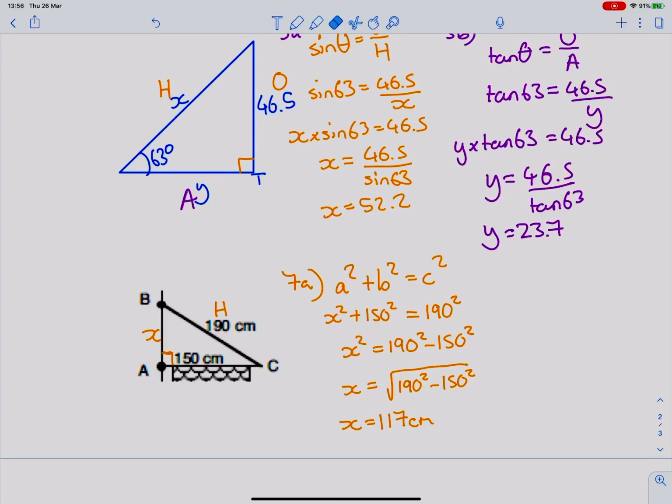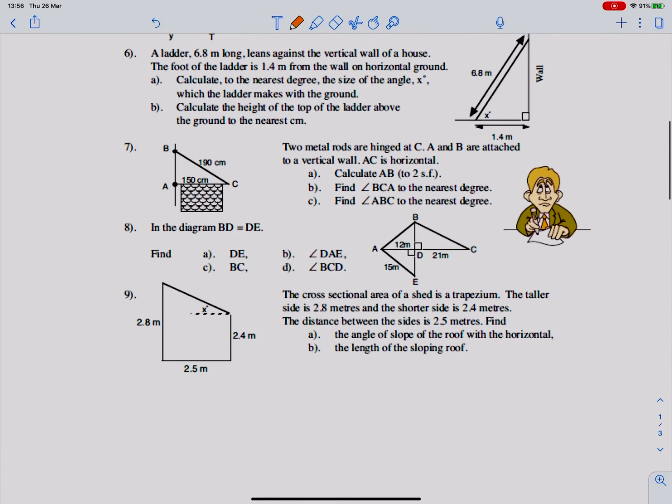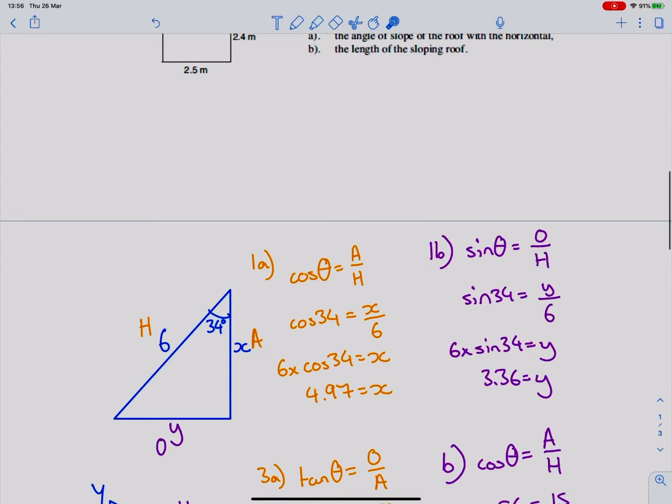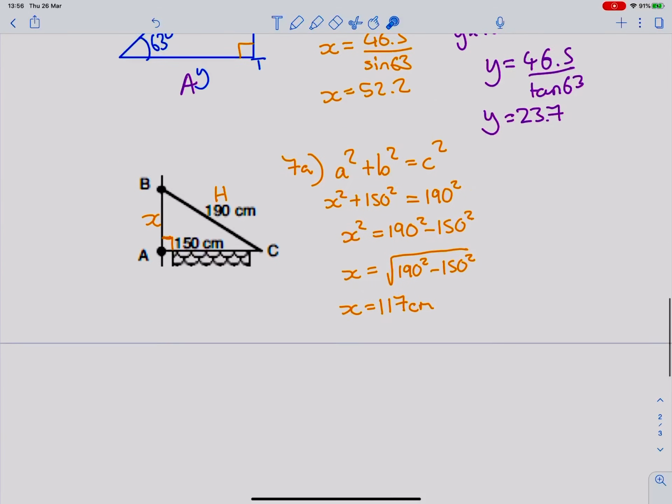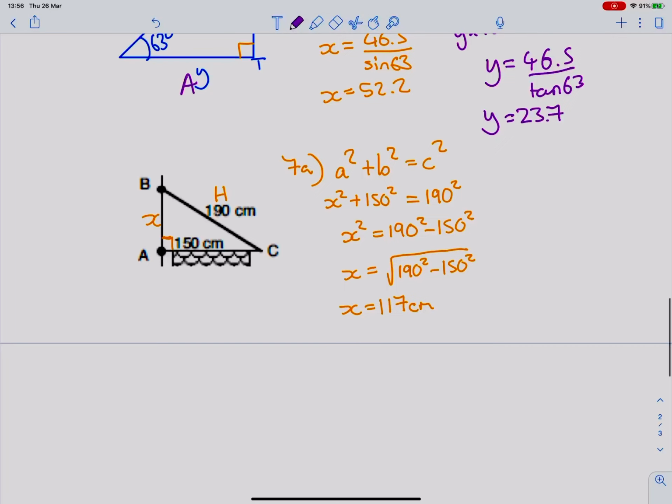For 7 part B, it's asking you to find the angle BCA to the nearest degree. Angle BCA means draw from B to C to A. The angle that makes, the bit in here, is the one you're trying to find. The next one is ABC, that would be trying to find this one. So you're trying to find the two angles of the triangle. So if we're going to find the angle BCA, we're trying to find this angle in here, let's call that Y.